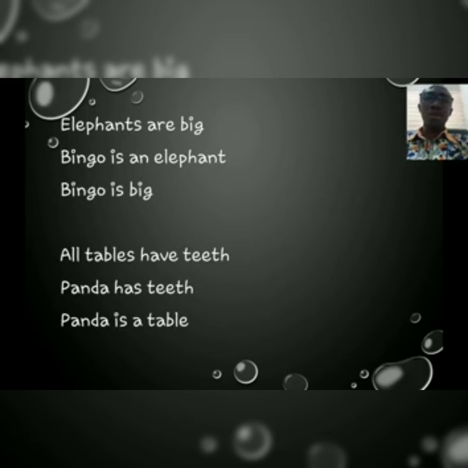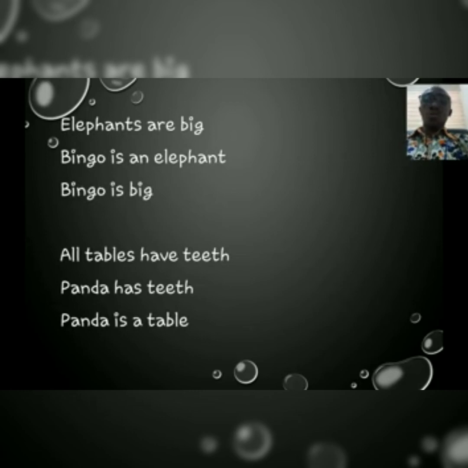So now let's take the argument again. All tables have teeth. Panda has teeth. Panda is a table. Is it valid or invalid? Take your time and analyze it very well. All tables in the world, including Ghana, Nigeria, Jamaica, all the tables, they have teeth. I mean, they can bite you. And Panda has teeth. So ask yourself, does Panda having teeth make it a table? It's a no. So though Panda has teeth, it doesn't make Panda a table.